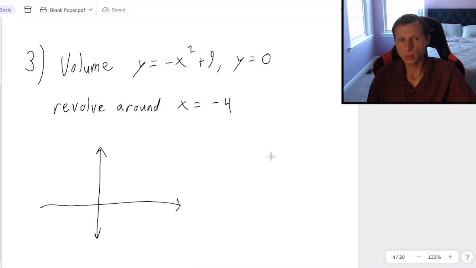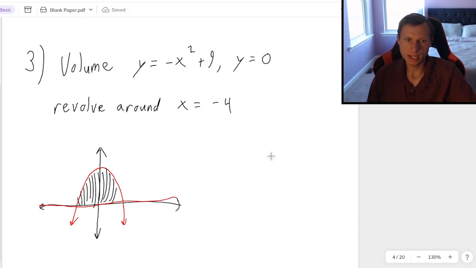Okay, so the first thing I'm going to be doing is drawing a picture of this, because that's what I always do. I notice negative x squared plus 9. I know that's a parabola that opens downward, like that. Then I need to also bound it by y equals 0, which is that axis. I see my areas right here.